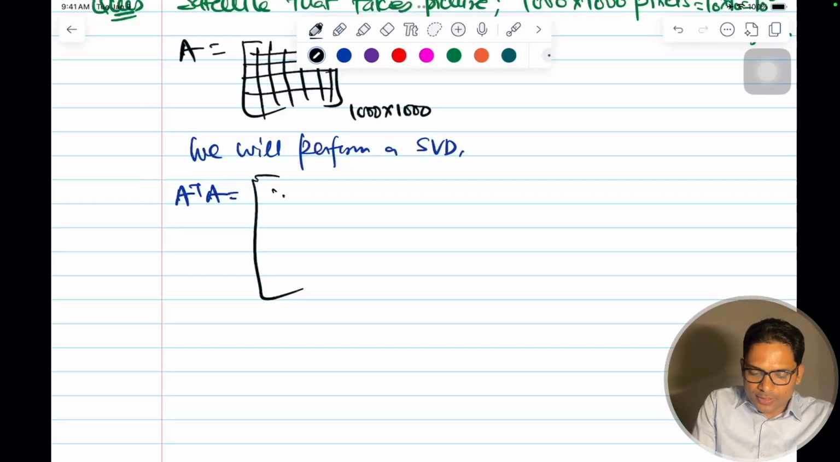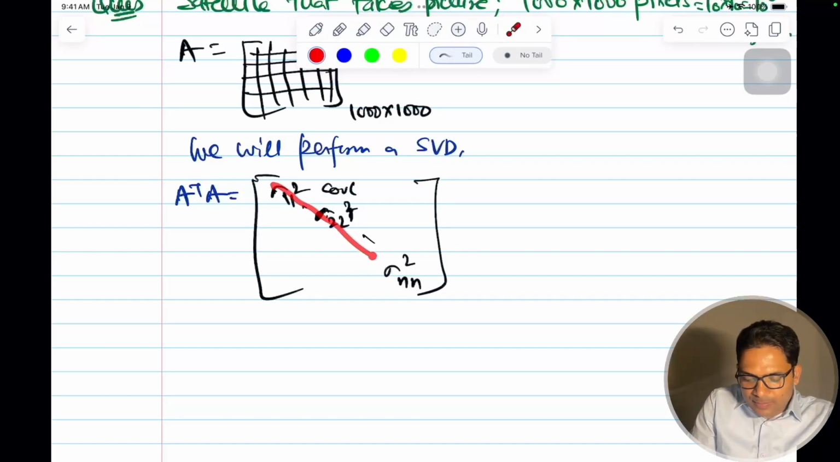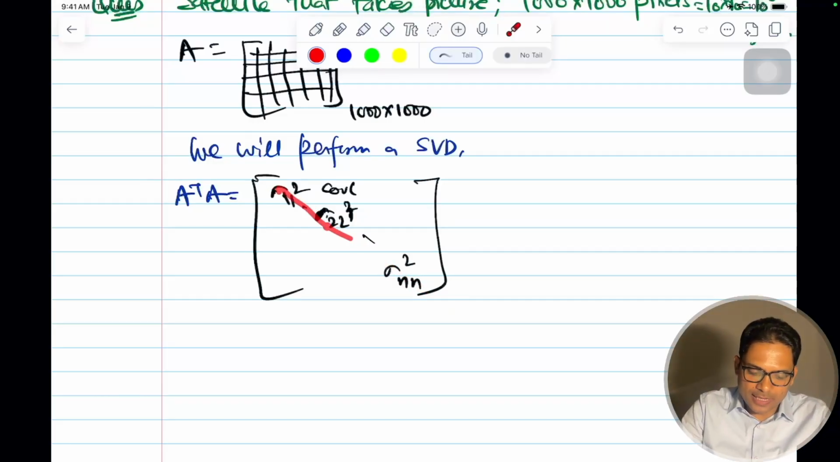So the covariance, all the diagonal entries: this is sigma 1 1 square, sigma 2 2 square, till sigma n square. And the rest of the entries will not be 0. These diagonal entries will be the variances, and the rest of them will give me the covariance of 2 dimensions. Okay, and this will be symmetric because these are the same. So this diagonal gives me the variance of the data, and variance is nothing but information.